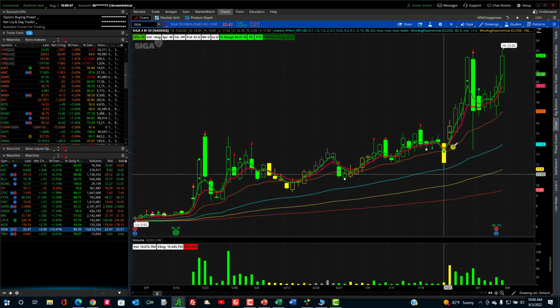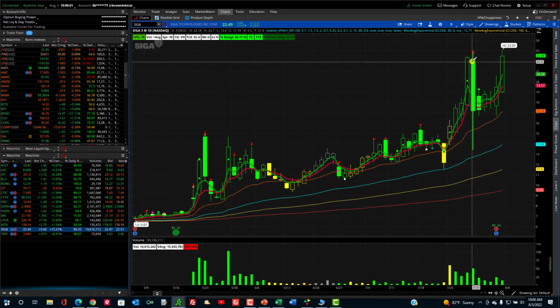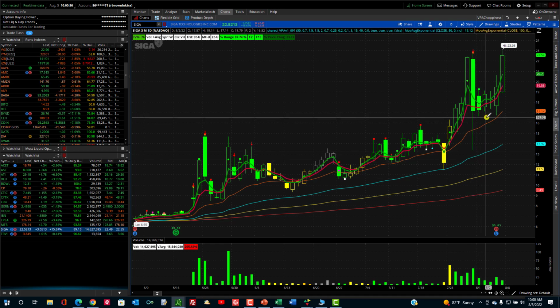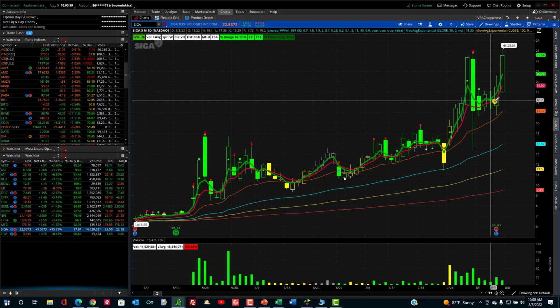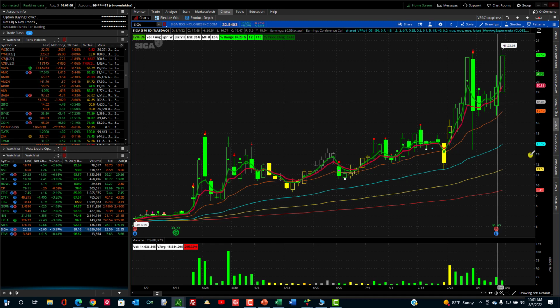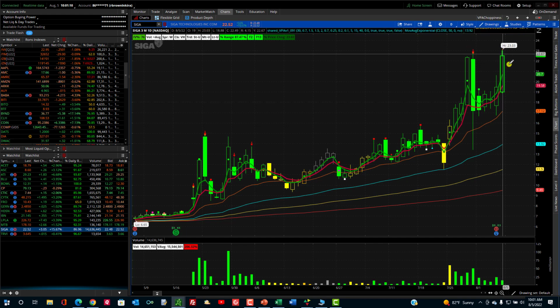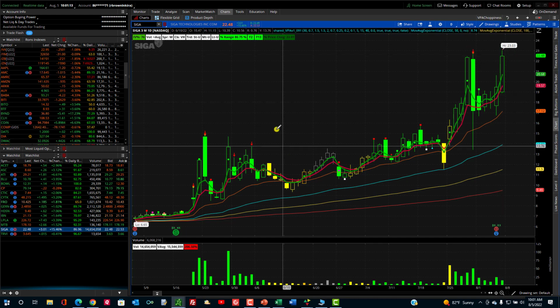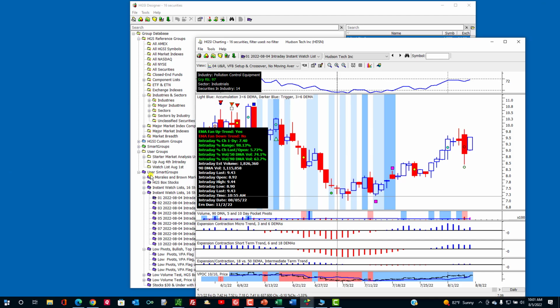This SIGA is a monkeypox stock. It's been all over the place. You can really get hurt on these if you chase and you get hammered like this, but then after it's settled down, you can see the buyers came in this day and supported it. Indecision on the spinning top. Here, the doji and more bullish. Gap down today, but now it's out to a new high, but chasing it at this point is really dangerous.